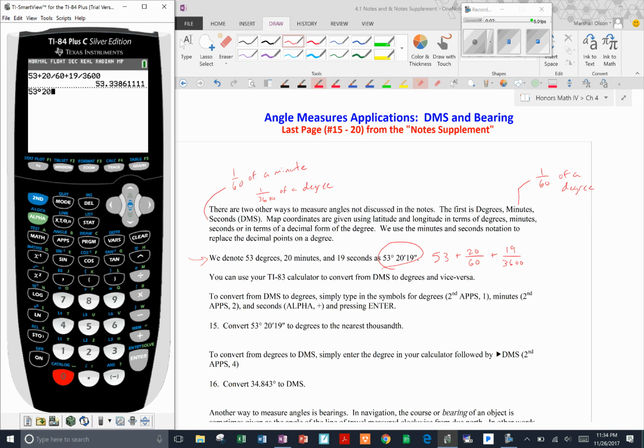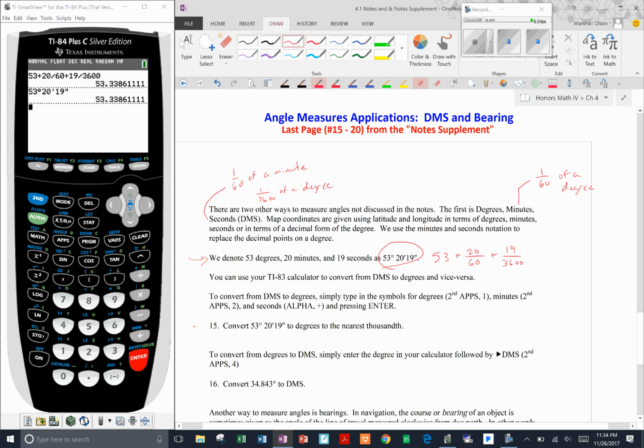And then we have 20 minutes, so I'm going to go back to that angle menu. Notice there's degrees, and then there's minutes. There's no seconds here at all, which is that double quotation there. So we're going to have to go somewhere else for that in a second. But right now we want that minutes symbol, so number 2. For the seconds, once we type in 19, seconds is actually right above the plus sign. So we'll hit alpha plus, and it puts the seconds in. And when I hit enter, that'll convert it to a decimal measure as well.